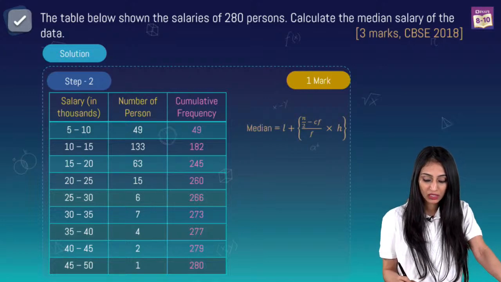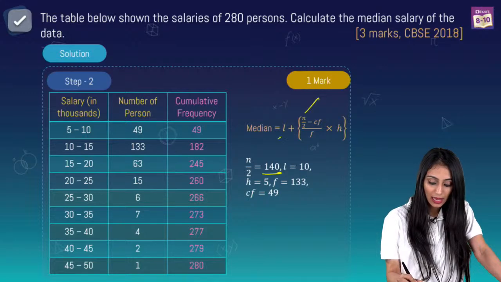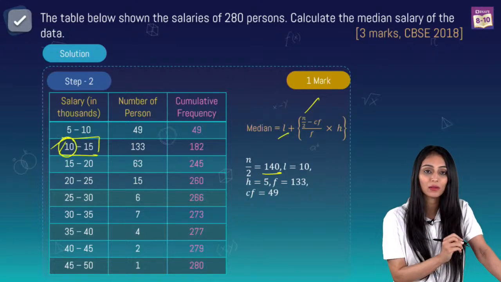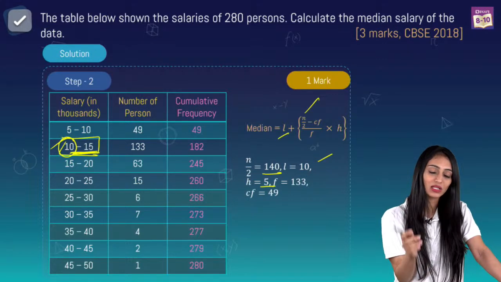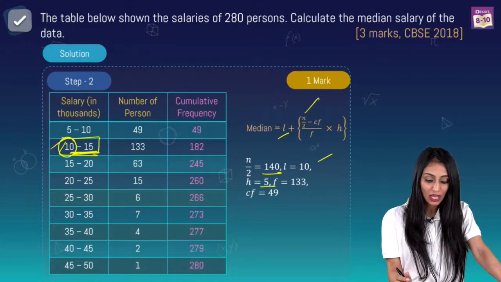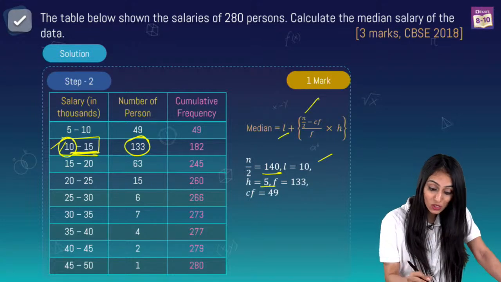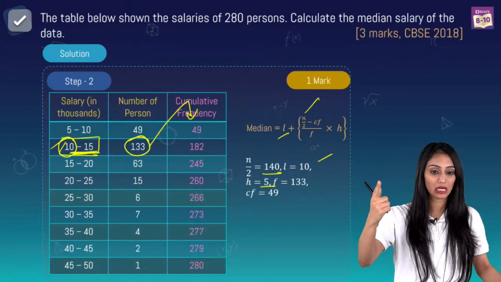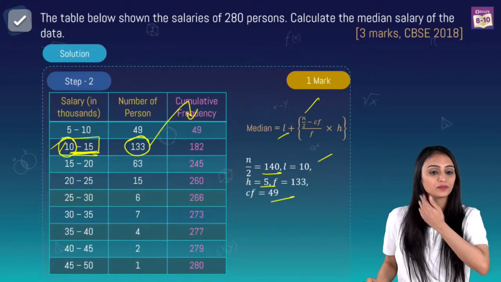So, this is the formula of median. N by 2 is 140. L is the lower limit of the median class. What is the lower limit? That's 10. H, the class interval size, is going to be 5. Frequency is going to be 133, but the cumulative frequency is going to be 49. We always consider the cumulative frequency of the preceding class, that's 49.